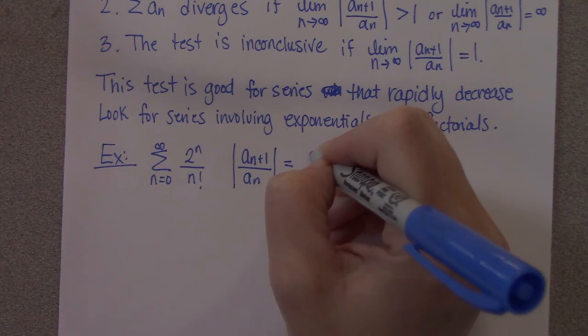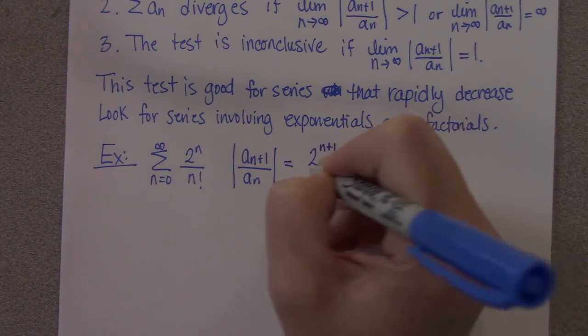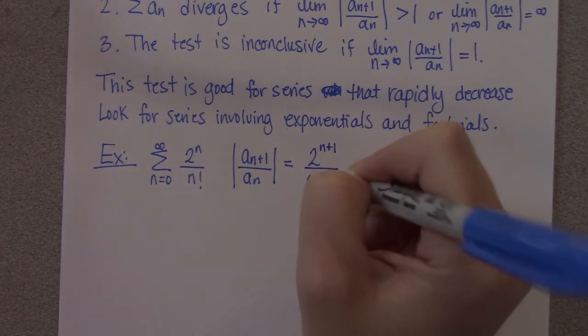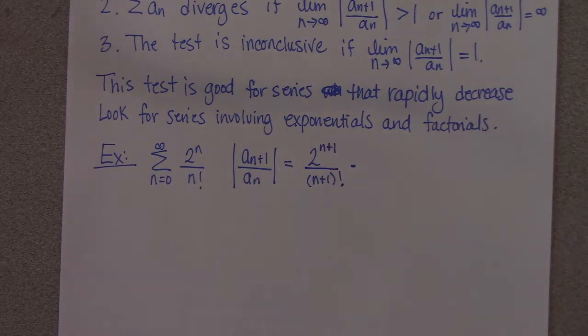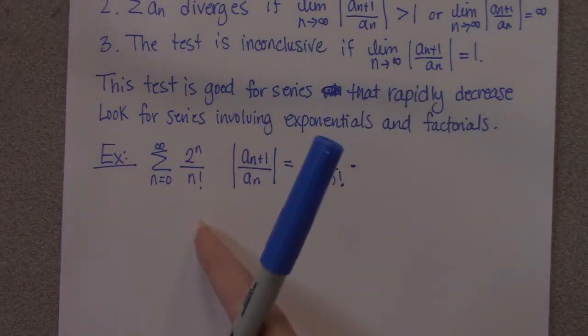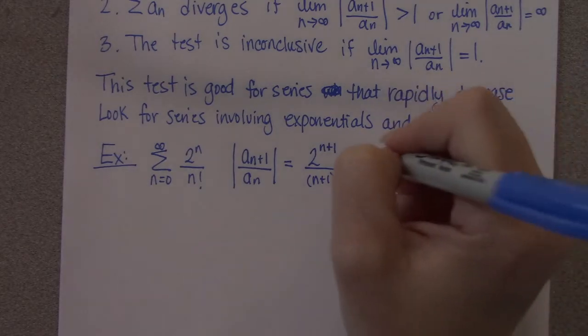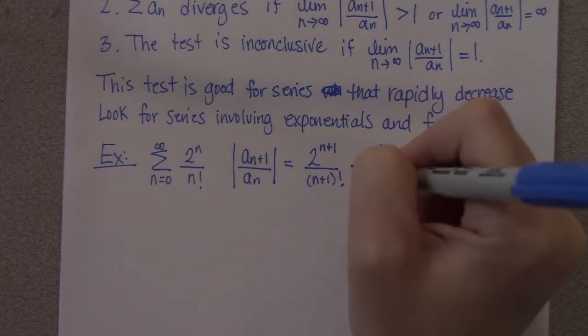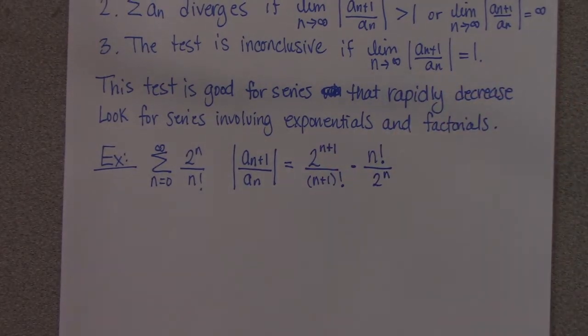So the nth plus 1 term is 2 to the n plus 1 over n plus 1 factorial, and when I divide by a sub n, we multiply times the reciprocal. So I'm going to get this.